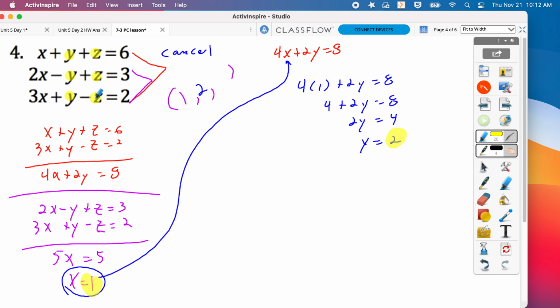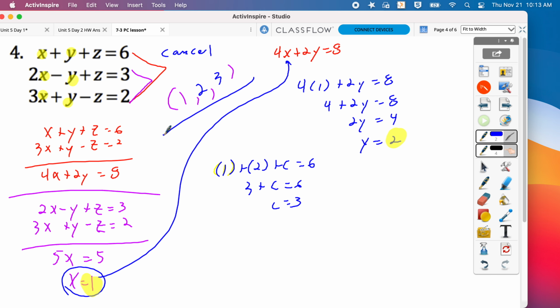I'm going to go back to the way top. No, that's not x and y, that's x and z. X and y, I'm going to go into one of these to find z, and I'm going to go into the top one. Doesn't matter which one you pick. And my solution is going to be the coordinate 1, 2, and 3.